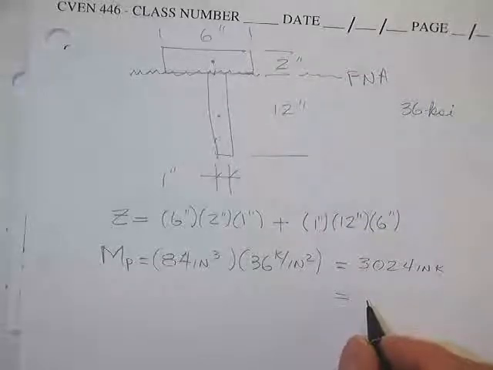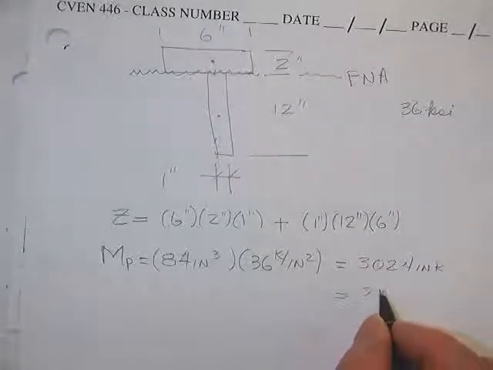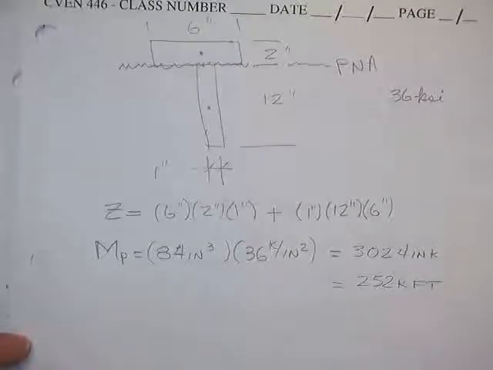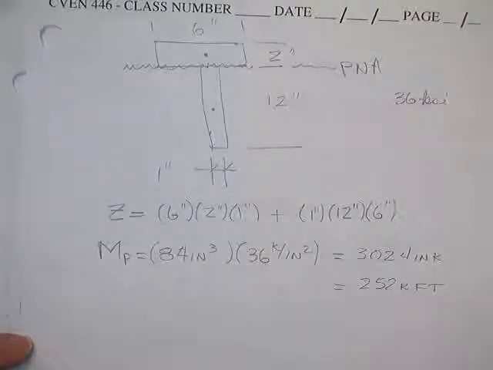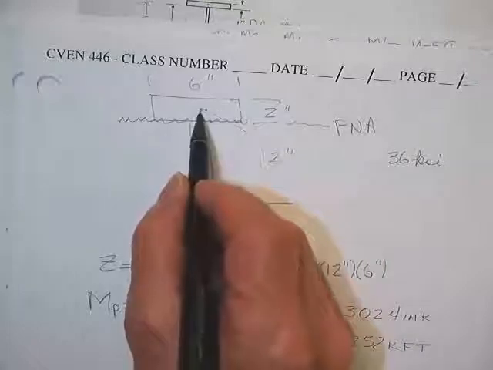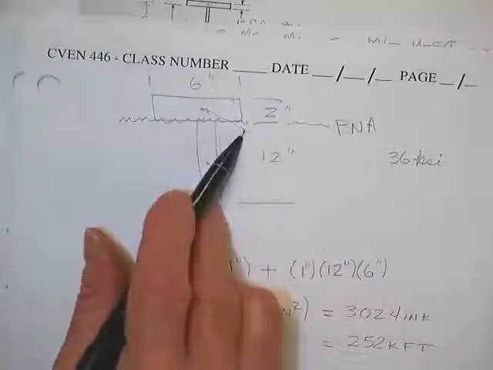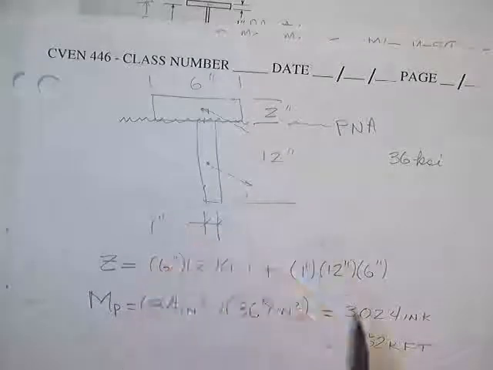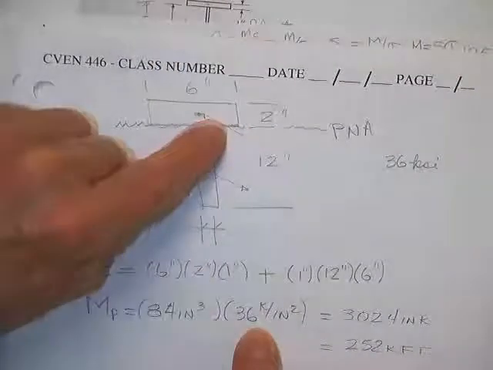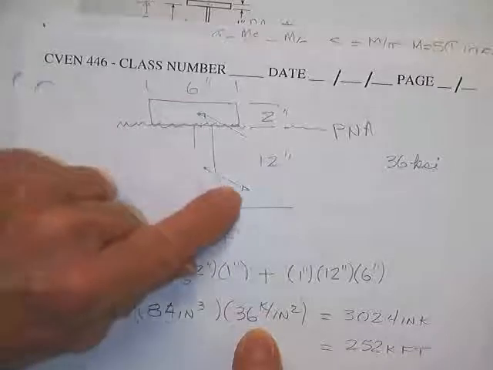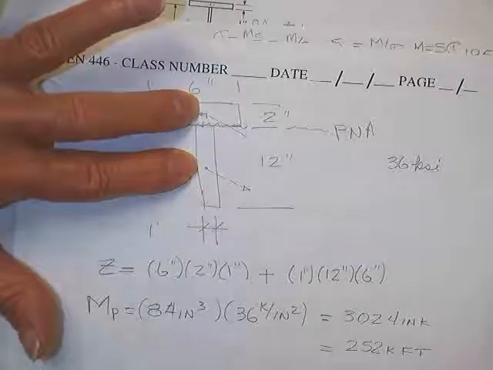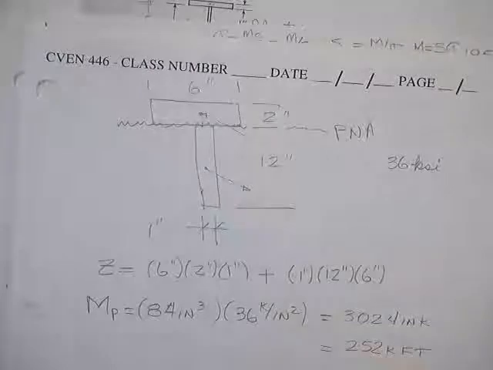Divide that by 12 for me, if you would. Maybe that's what he already told me, because he knew that's what I was going to be looking for, kip-feet. Just that easy. Now, you can do those centroid things like he's doing, and I think he thinks you understand it better that way. But the truth is, this is a force in compression on the top, which is this area times the yield stress. This is an area on the bottom. If you wanted to find centroids, you could multiply 6 times 2 times 36. That gives you this force. Then you multiply this area times 36, gives you that force. The distance between them is 7 inches. That's what he's doing, and you'll get the same answer. But I think this is just a heck of a lot quicker.